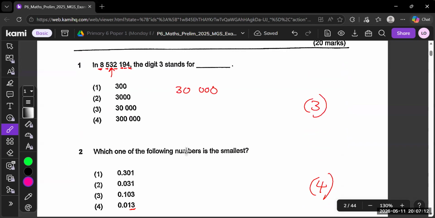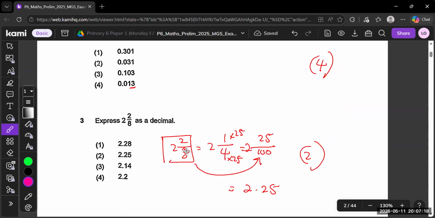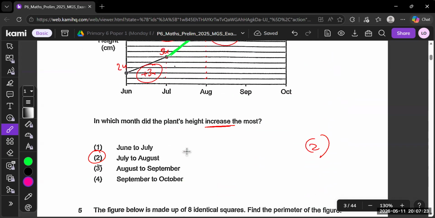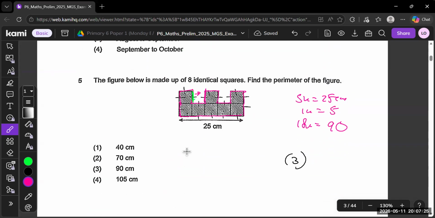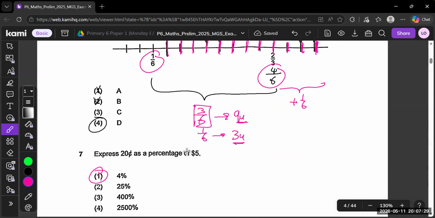Okay, Nicholas, can you quickly check questions 1 to 6? If there is any mistake, you have to stop me. Question 3 is 2. No mistake. Question number 4 is 2. And then question number 5 is 3. And then question number 6 will be 4. No mistake? Okay, no mistake. Let's go to number 7.